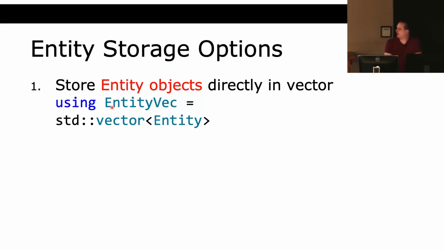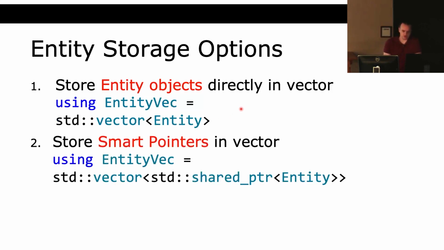So we have this entity vec, which we're going to say is a standard vector of entity. Okay, so that would just be a standard vector of entities, the simplest possible thing we could do. The second thing we could do is store smart pointers in the vector. So we're going to use these shared pointers, which are a type of smart pointer, and store those in the vector instead of storing the whole entity itself contiguously in the vector.